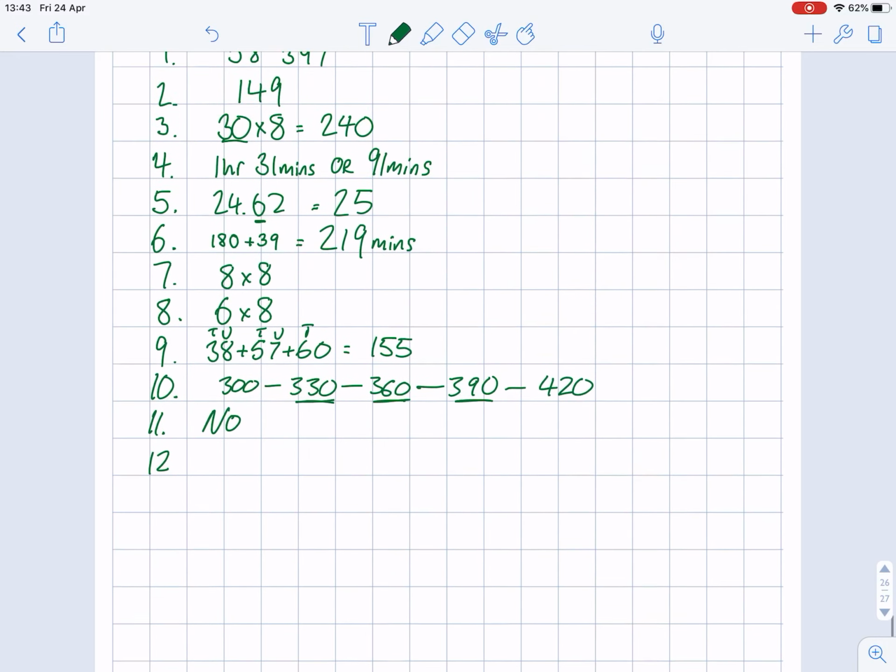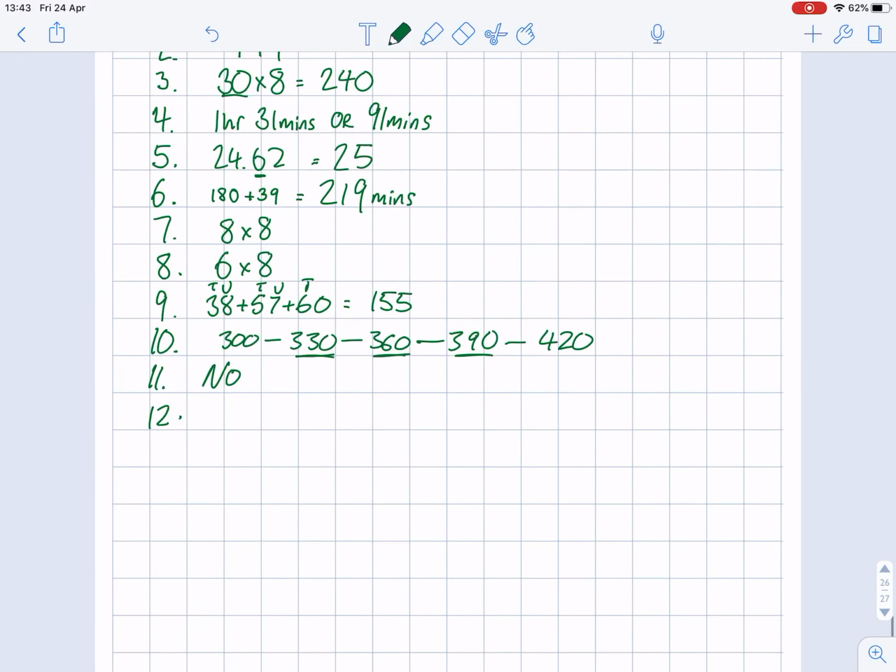And then the last one, I asked you to split £36.90 between 3 people. Well, if you split £36 between 3 people, they all get £12. If you split the 90p equally between 3 people, they all get 30p. So the answer is £12.30.